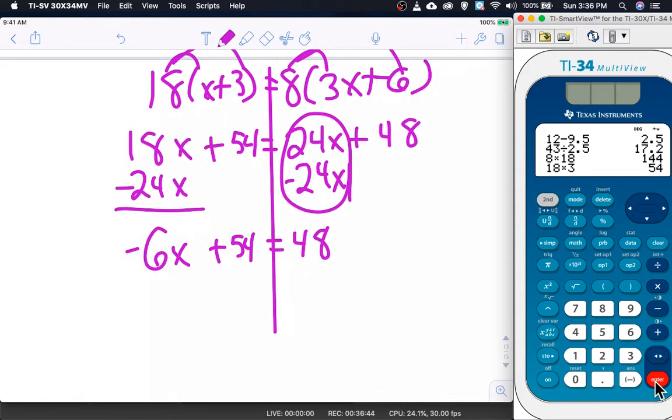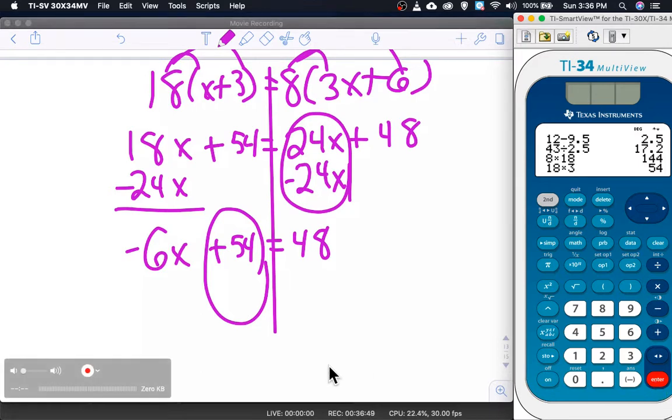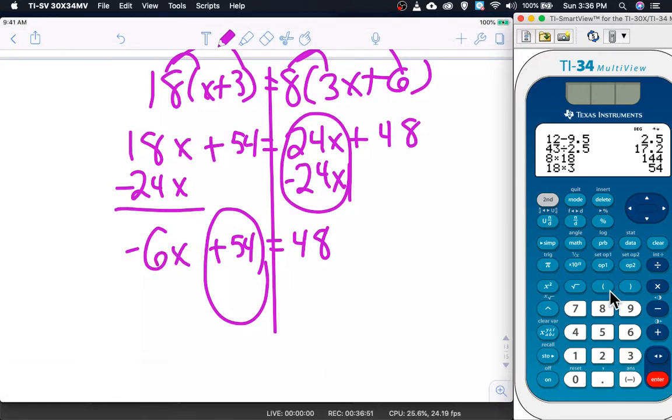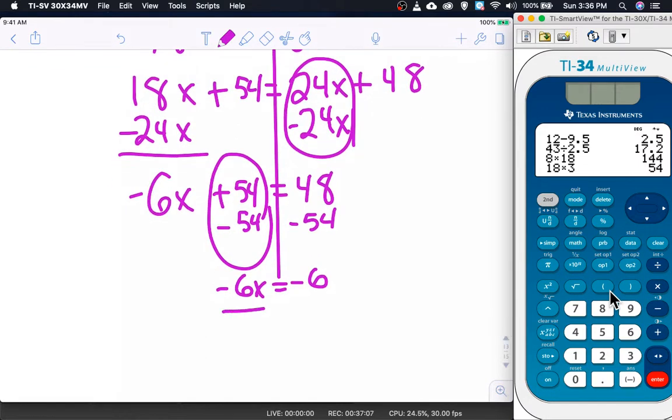I'm still solving. I'm getting the variable by itself, so I'm going to get rid of the add and subtract before I get rid of the multiply and divide. So I subtract 54 on both sides. Negative 6x equals negative 6. And then finally, when I divide by negative 6 on both sides to cancel out the multiply, we get x equals 1. So we've found that x is 1.